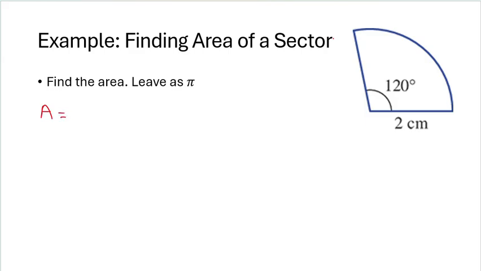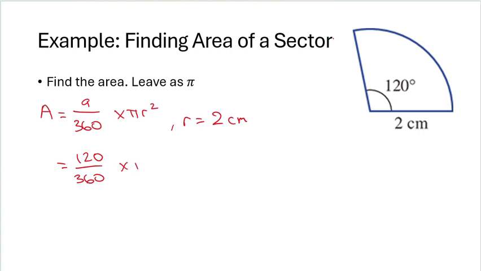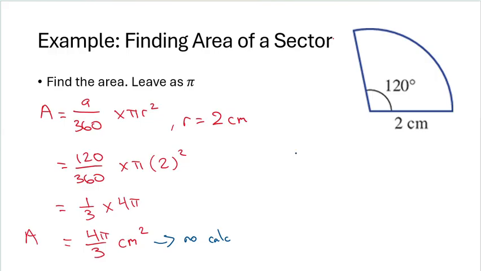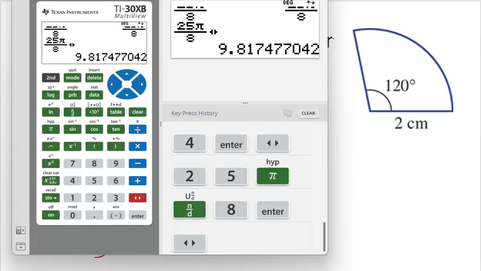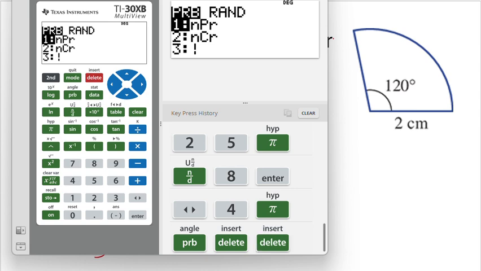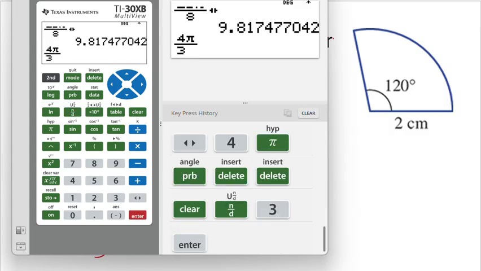So I just go capital A equals angle over 360 times pi r squared. I know that my radius is 2 centimeters here. So this becomes 120 over 360 times pi 2 squared. Now, if you remember your fractions, you can simplify 120 over 360 to become 1/3 times 4 pi. And this essentially becomes 4 pi over 3 centimeters squared if you are given no calculator. If you were given a calculator, then this would just become 4.19.